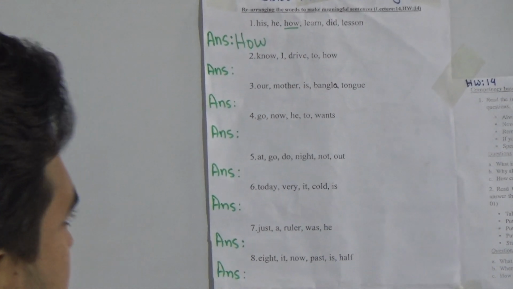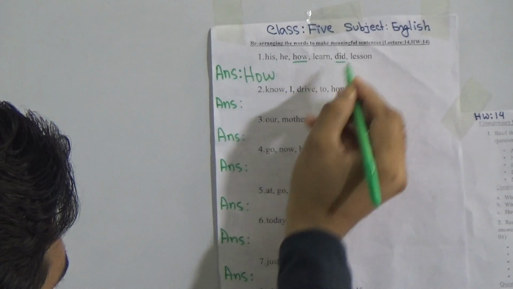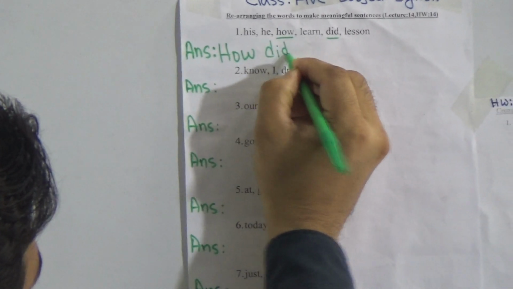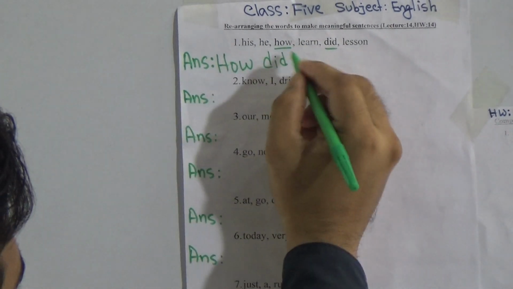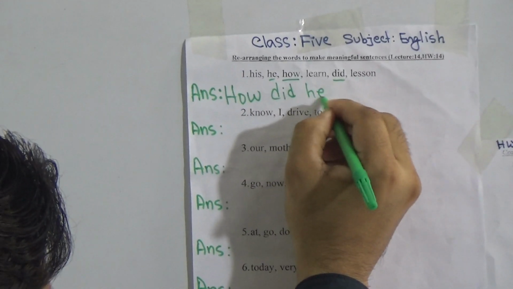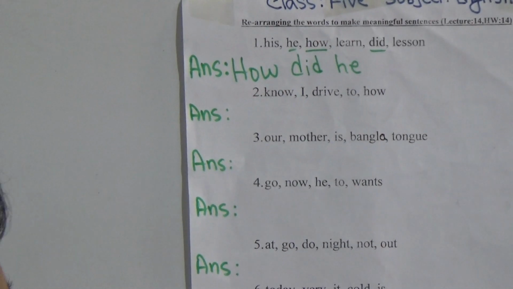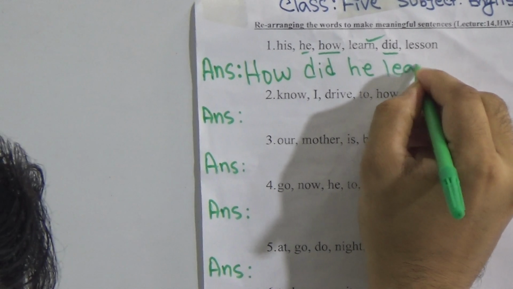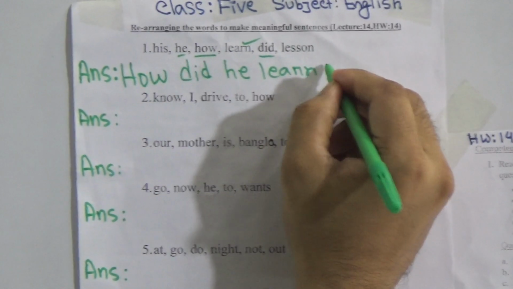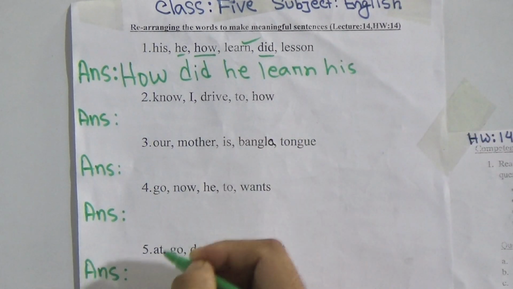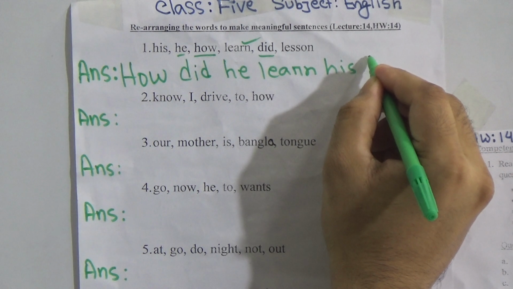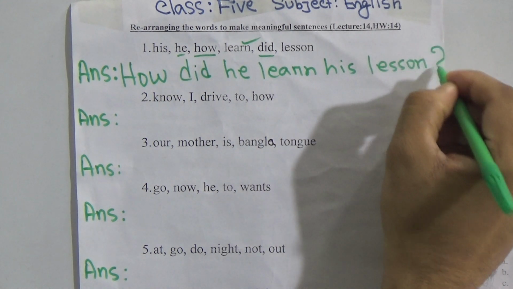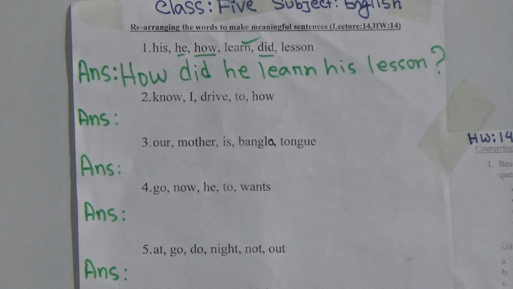As it is past tense, that's why you have to select the auxiliary verb in past tense. How did, then write the subject. How did, the subject is he. How did he, now write the principal verb of the sentence. Learn is our principal verb, so write it here. How did he learn? And the extension, the rest of the sentence, his lesson. My sentence is finished. Now give a question mark at the end of the sentence because it's our interrogative sentence.